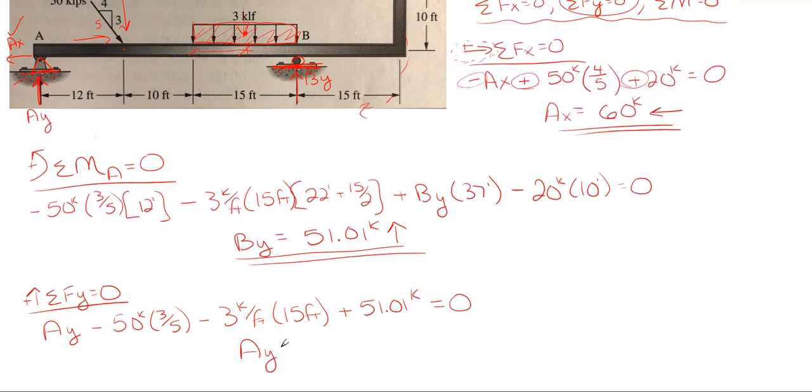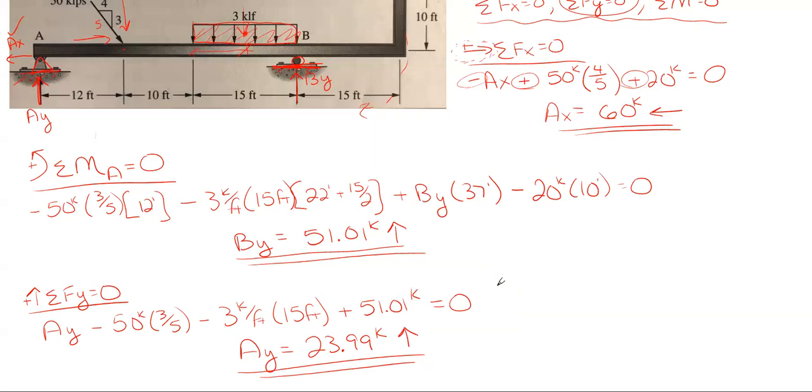Well, once you figure this out, a sub y is our only unknown there, and it pops out to be 23.99 kips, essentially 24 in the upward direction because it came out to be a positive number. So my assumed arrow direction of up is correct. So that's how you would find your reactions for a sub x, b sub y, and a sub y for this particular beam.